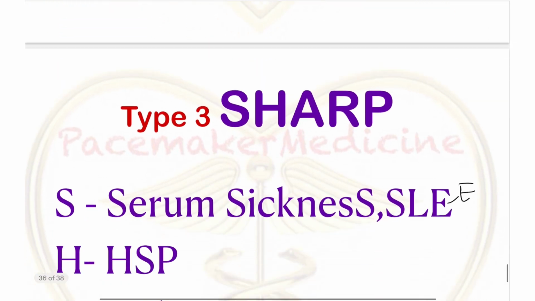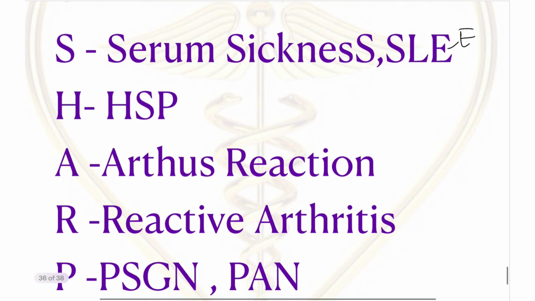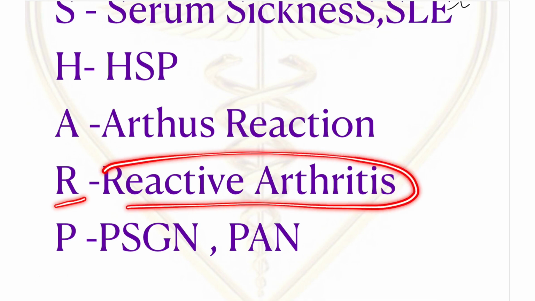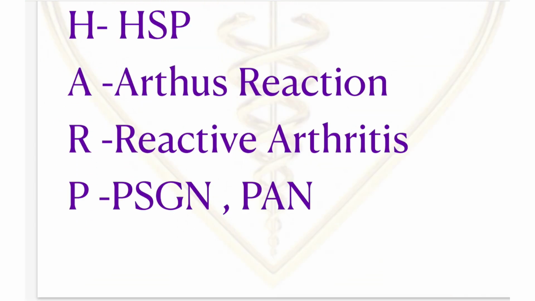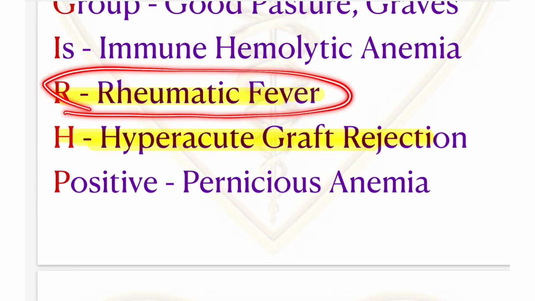See, now in type 3 we have a mnemonic like SHARP. S for serum sickness and SLE. H is for HSP. In the recent video on vasculitis we have seen Henoch-Schonlein purpura. A for Arthus reaction. R is for reactive arthritis. P is for PSGN, that is post streptococcal glomerulonephritis, and PAN, that is polyarteritis nodosa, which we have seen in vasculitis. Here is also R, but this R stands for reactive arthritis. Here is R that stands for rheumatic fever.